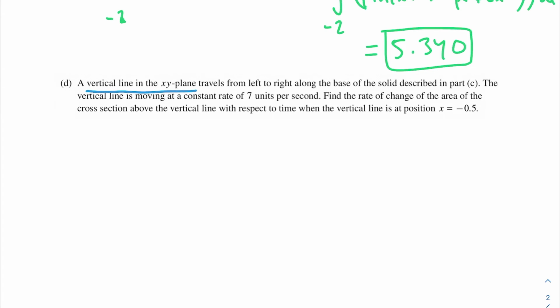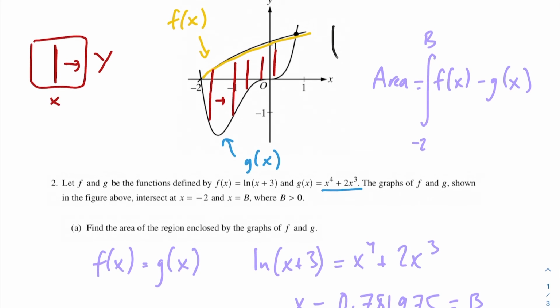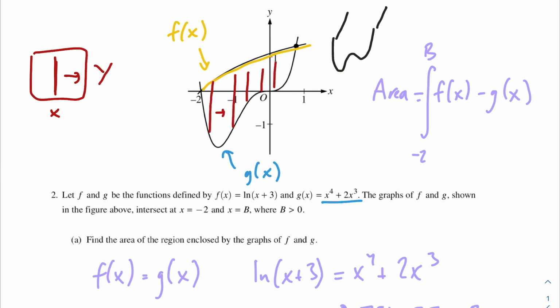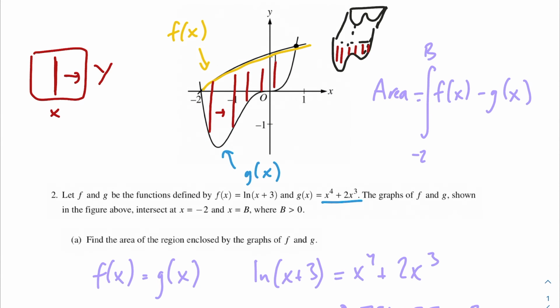So it's saying a vertical line in the xy plane. So let's see, what would that look like? If we wanted to visualize this line within the xy plane, remember the xy plane is like this, where x is on the bottom, y is on the top, and there's some sort of line that's just vertical within it, moving this direction, and it's at the base of the solid. You can visualize it as it just keeps moving like this, and we have this solid, which looks something like that, where it's just traveling alongside the bottom of it. And we're trying to figure out the area of the cross-section above the vertical line. So that would be the area here. How is the area changing as the vertical line is moving through the xy plane?